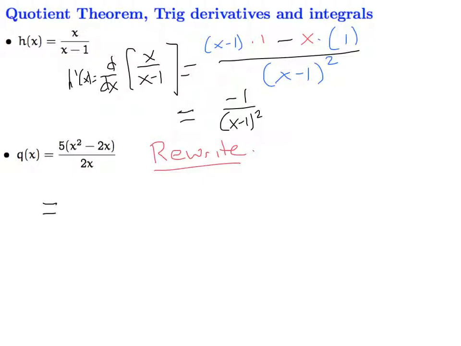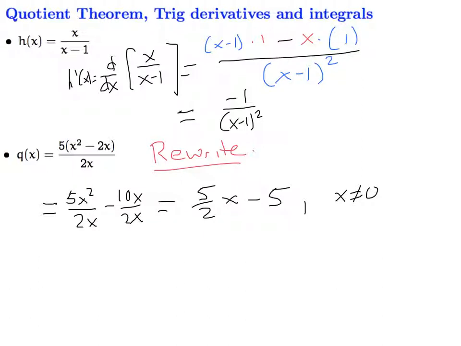So the first thing is, if we look at this, well, this is going to be equal to 5 times x squared all over 2x minus 10x over 2x. Okay? So when we look at this function here, it's really nice because this is going to simplify. This simplifies down to 5 halves x minus 5, as long as x is not equal to 0.